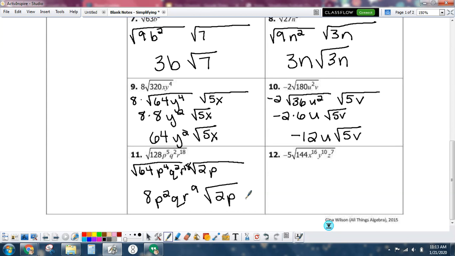All right, and the last one, same idea. There's just a lot of variables under there, but it's okay. You can do it. So we're going to do negative 5 times our 2 radicals. Now this one, we have 144. 144 is a perfect square, so I'm just going to go ahead and write that right here.